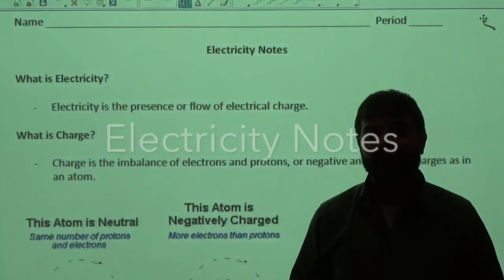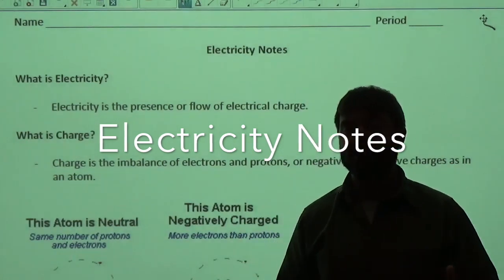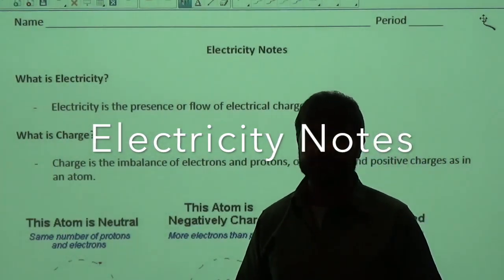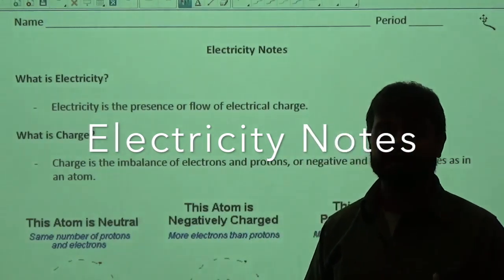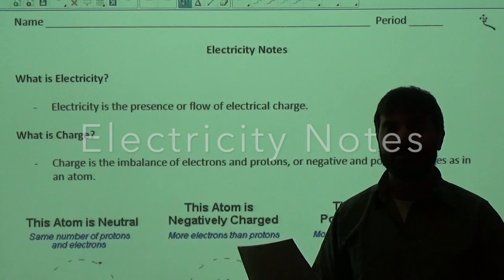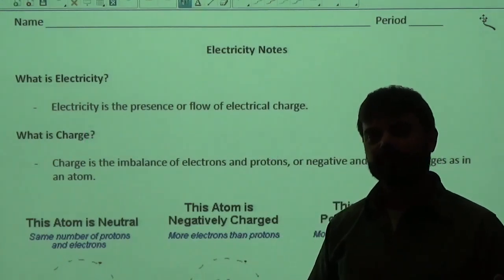Alright folks, today we're going to talk about electricity, and electricity itself is a very large topic. There's a lot of things to talk about. We can talk about static electricity, electricity, magnetism, electromagnetic forces, we can talk about circuitry, all those types of things, but what we're going to do here is get an overview of kind of all of that.